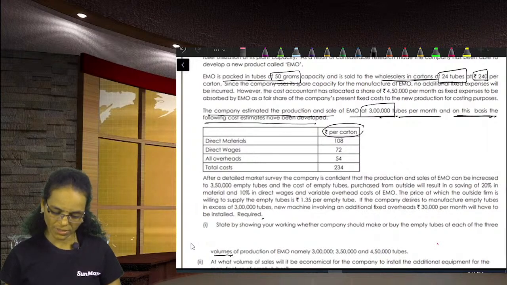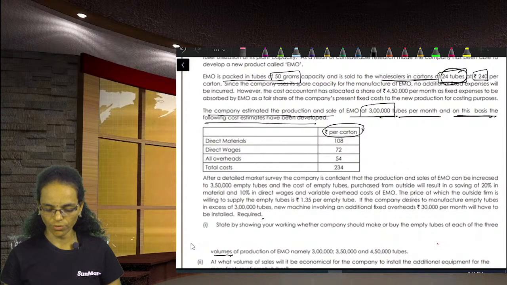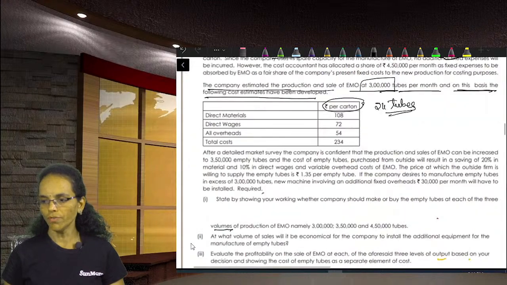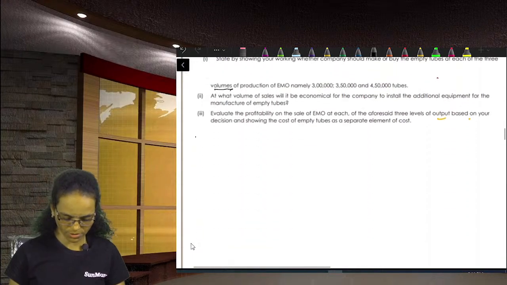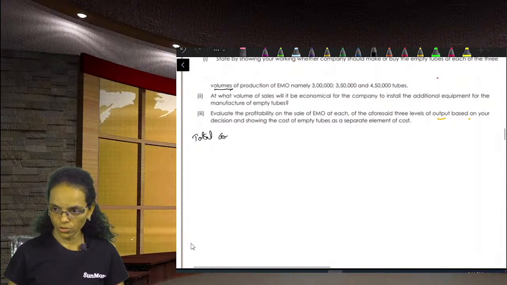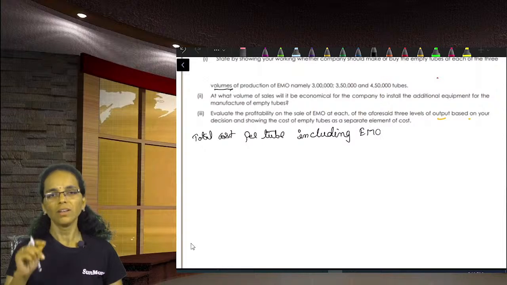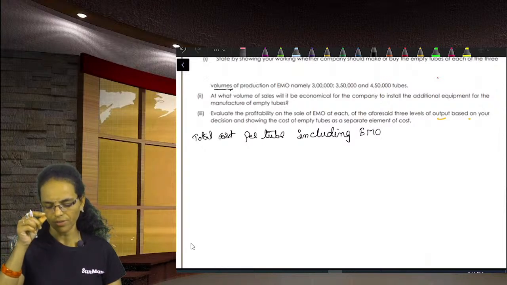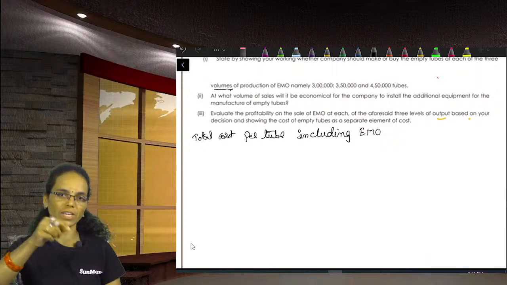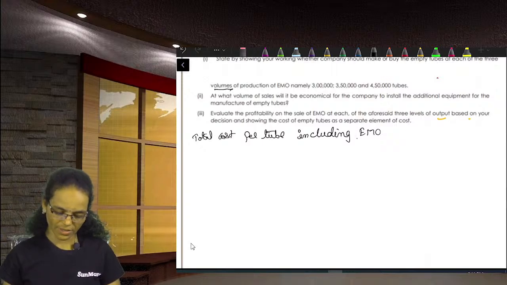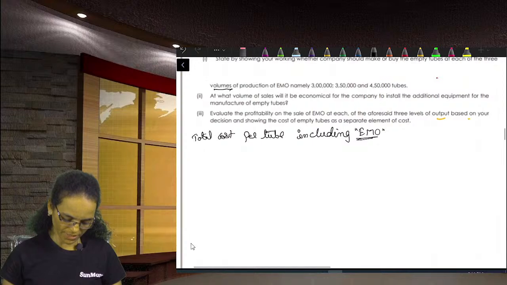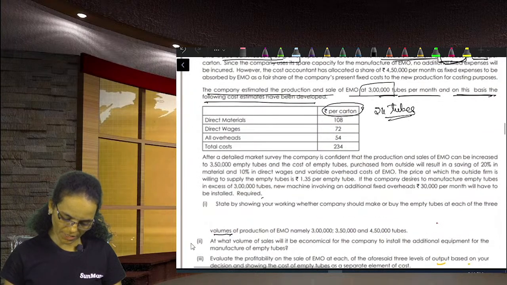See, this is per carton, right? Meaning in a carton 24 tubes are there. So we need to first calculate the total cost per tube including EMO. EMO is one kind of component which we are selling to the market. We are selling in cartons.